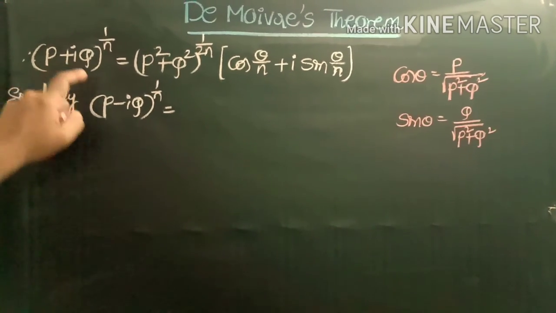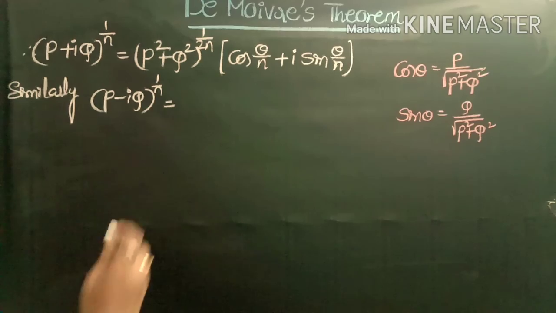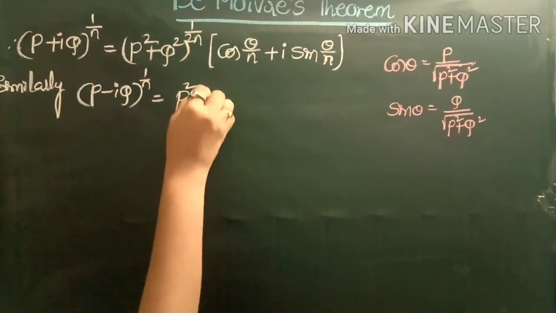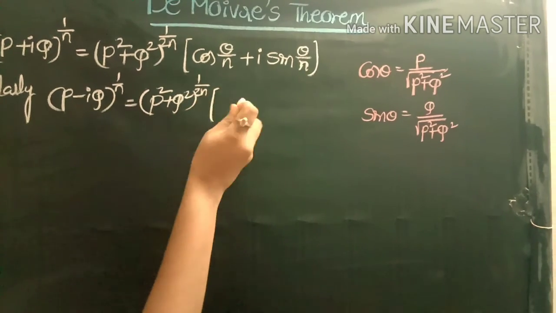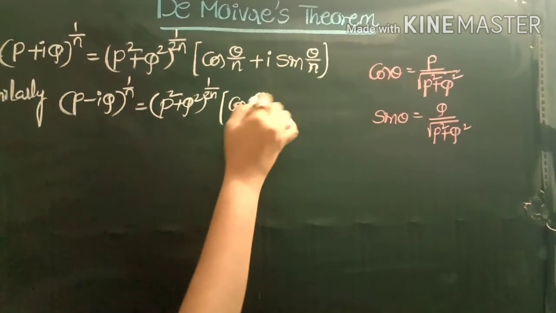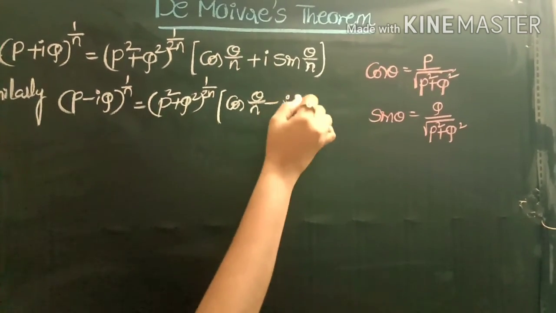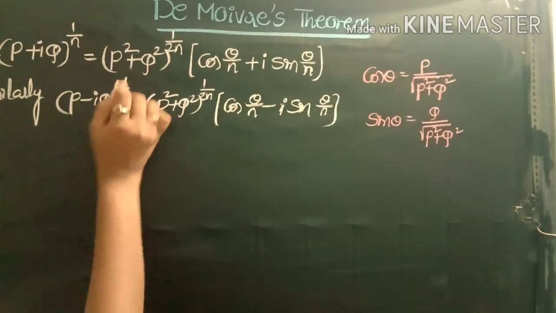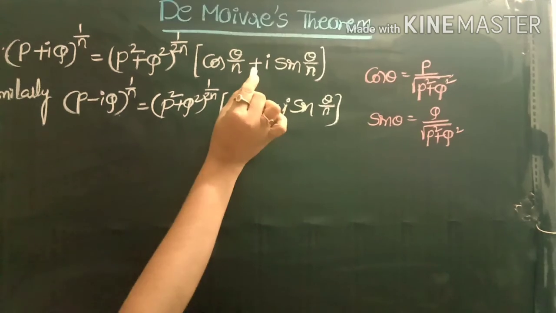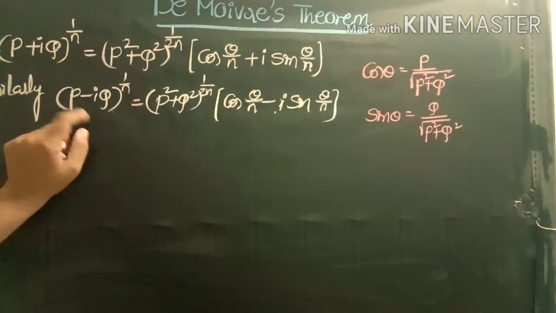Similarly, we can take the value of (p - iq)^(1/n) = (p² + q²)^(1/2n) into [cos(θ/n) - i sin(θ/n)]. Now this is the value of (p - iq)^(1/n), that is simply in place of this we take minus i to get the value of this term.